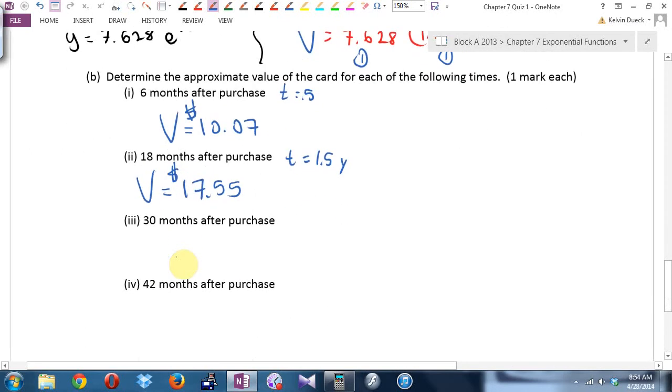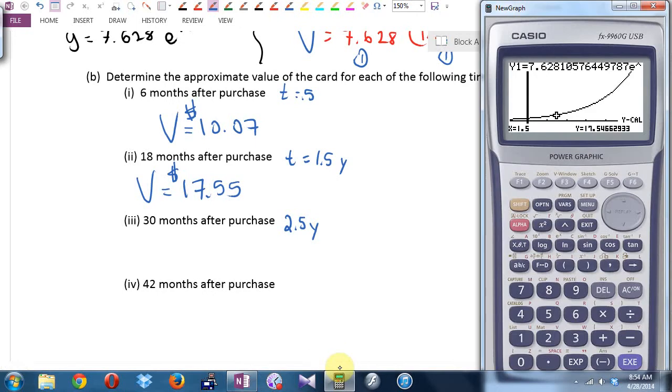30 months after purchase. 2.5 years. G-solve. By the way, there's also a quicker way to do this in the draw menu. The other thing I could have done, if I'm just doing a whole bunch of y calculations, typing in x values, I could hit F1 trace, because by default, that goes into the y calc. In other words, if I go 2.5, $30.58.